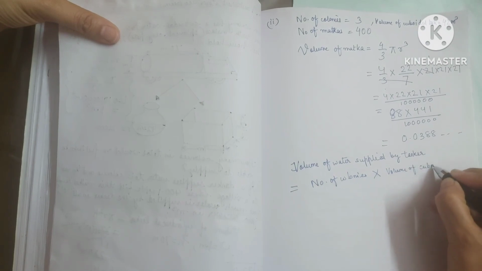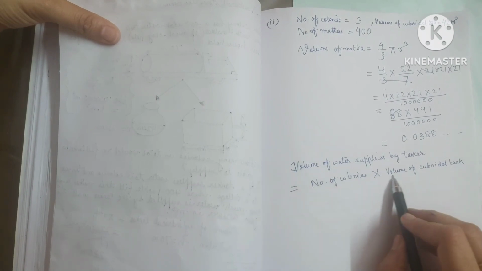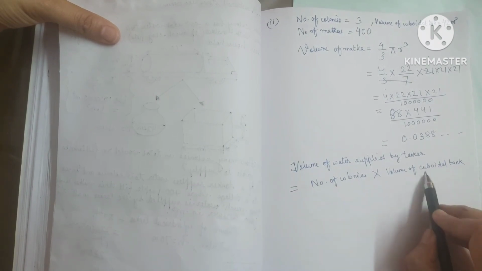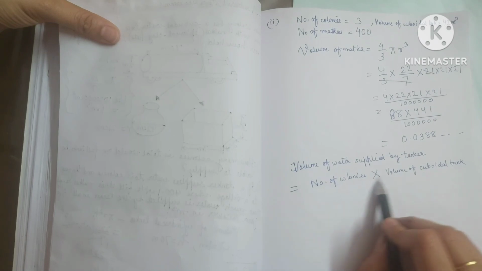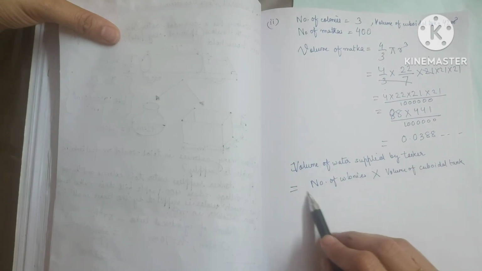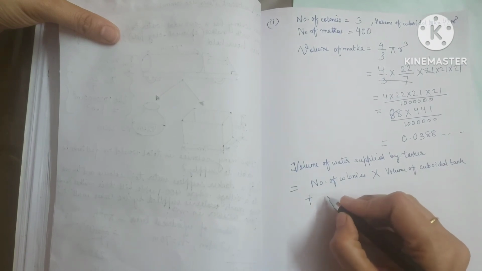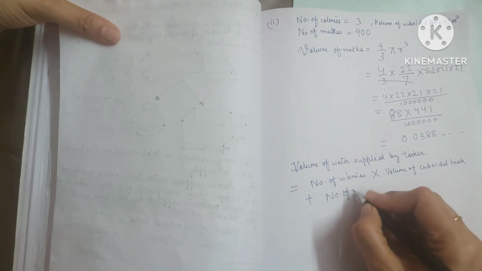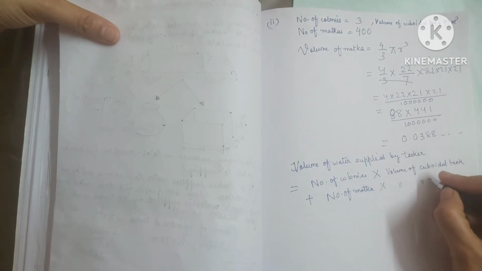Whatever the volume of cuboidal tank is, that much water for each colony the tanker is supplying. So if I multiply with the number of colonies, I'll get how much it is supplying in all of the colonies or in the city. Now I have to add the number of matkas. Number of matkas is 400. I have to multiply with the volume of each matka. That will give the total water supplied in the villages by the tanker.